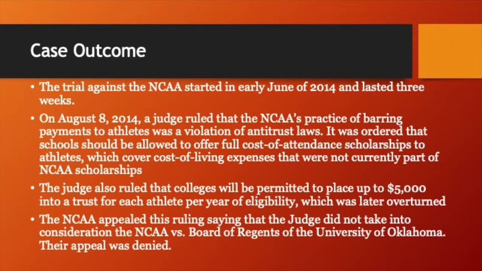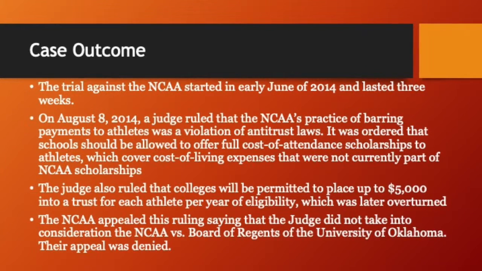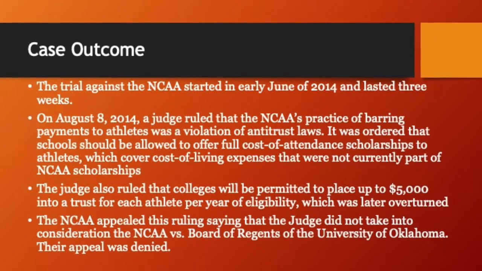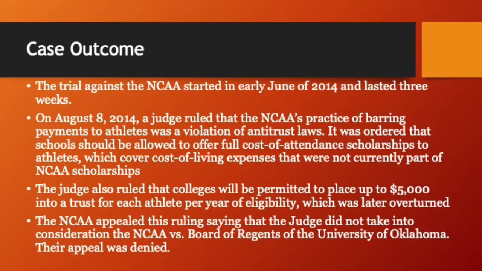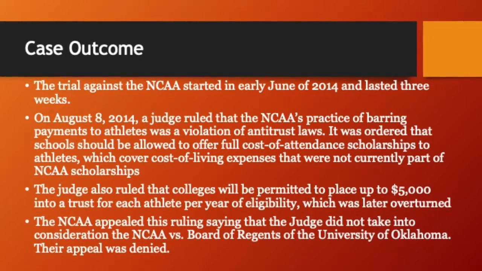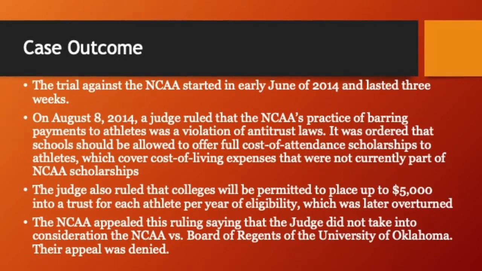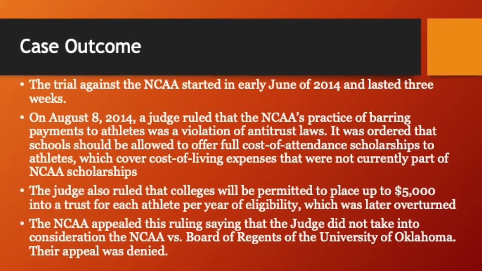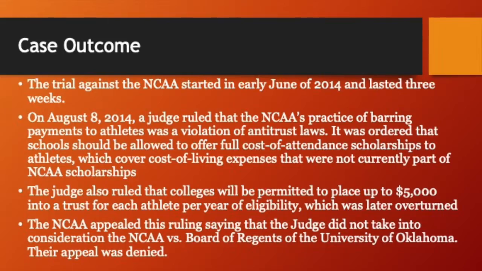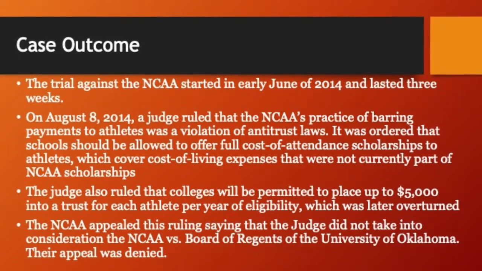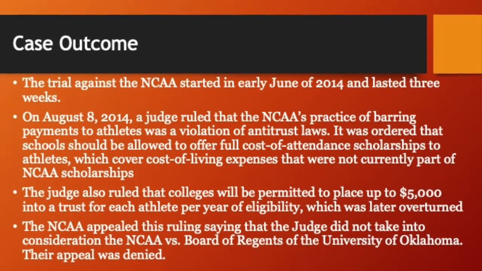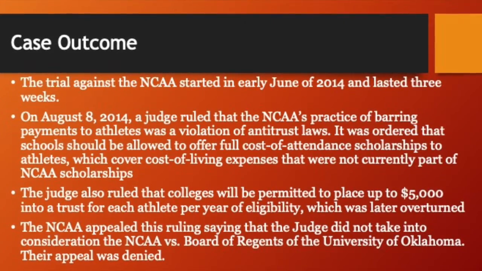So, once the NCAA's co-defendants reached a settlement agreement with the plaintiffs, it was time for the NCAA's trial, which started in June of 2014 and lasted 3 weeks. On August 8th of 2014, a judge ruled that the NCAA's practice of barring payments to athletes was in violation of antitrust laws. It was ordered that schools should be allowed to offer full cost of attendance scholarships to athletes, which cover cost of living expenses that were not currently part of any NCAA scholarships.